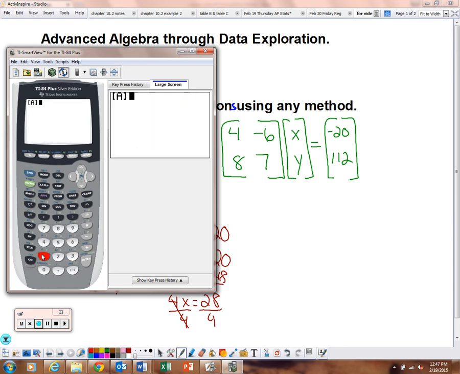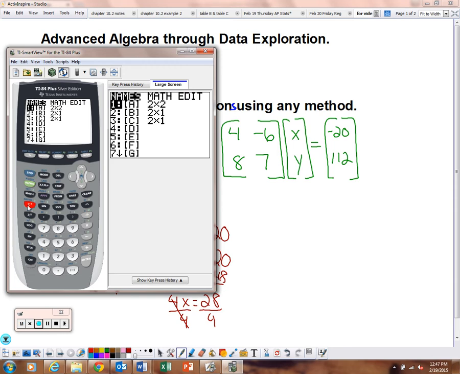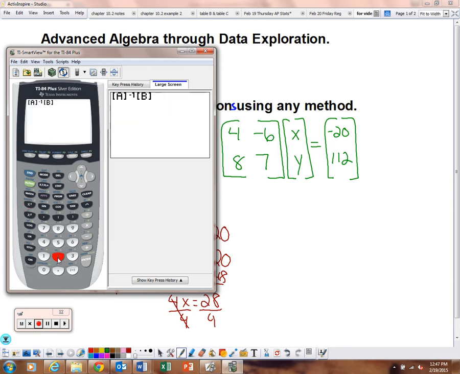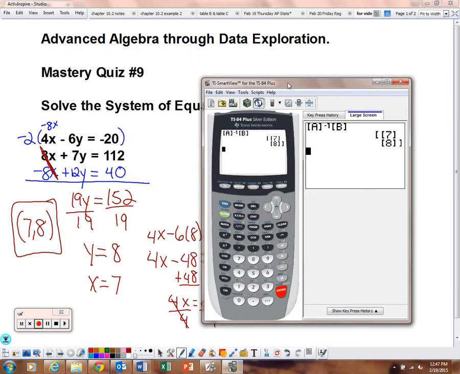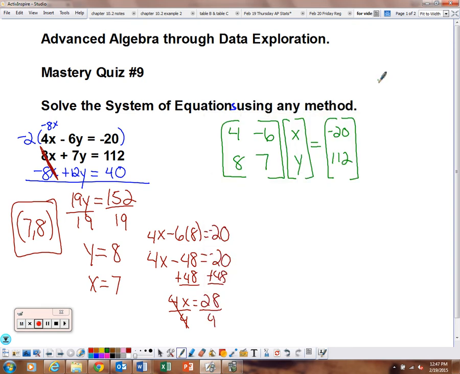Pick matrix A. Now you want to do the inverse of matrix A, so make sure you hit that inverse button. Then you want to go back to the matrix and pick matrix B. So the inverse of matrix A times B will give us the answer. There it is, 7, 8. And that matches the answer we got right here, 7, 8. Okay, so that's using the calculator. Let's look at a word problem.